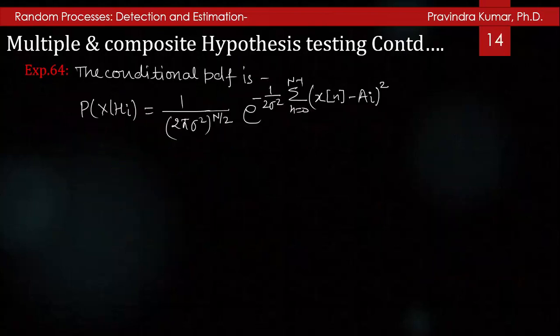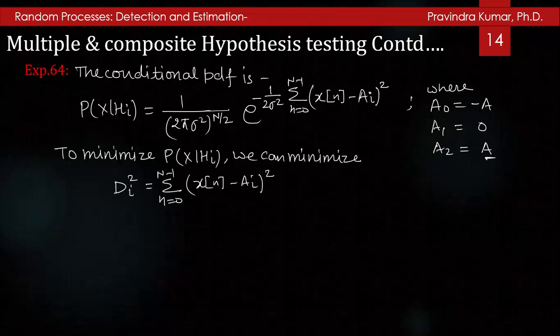Now the conditional PDF in this case, the probability of x given Hi, will be equal to (1/(2πσ²)^(N/2)) e^(-(1/(2σ²)) Σ_{n=0}^{N-1} (x[n] - Ai)²). Here Ai means A0 is -a, A1 is 0, and A2 is equal to a in this case.